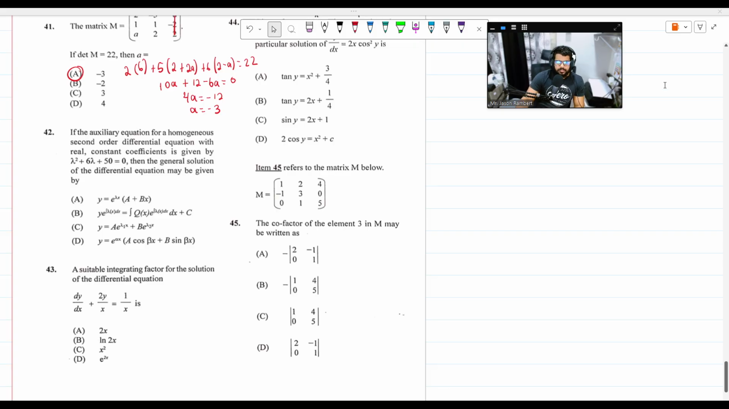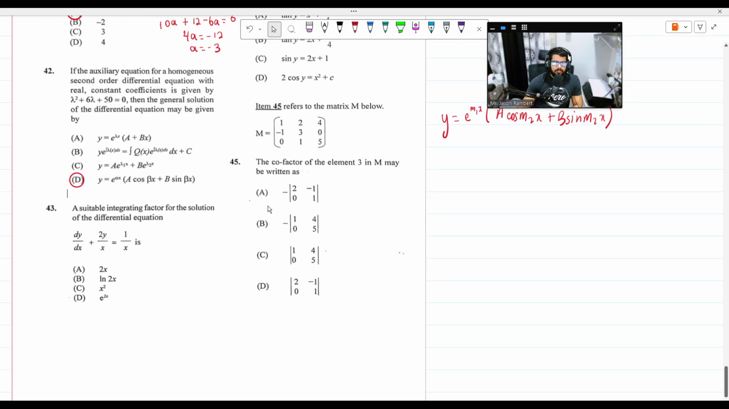So it's complex. So for complex roots, we know the general solution is going to be y is equal to e to the m1x multiplied by a cos m2x plus b sin m2x. So which one gives us this? The only one that gives us this is part D.